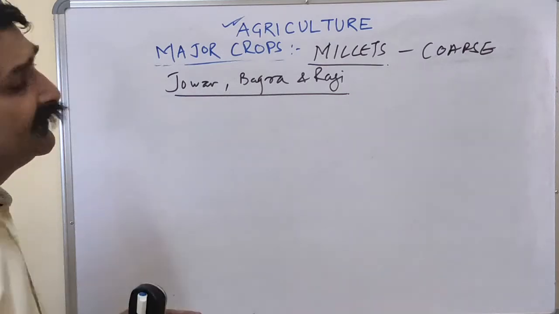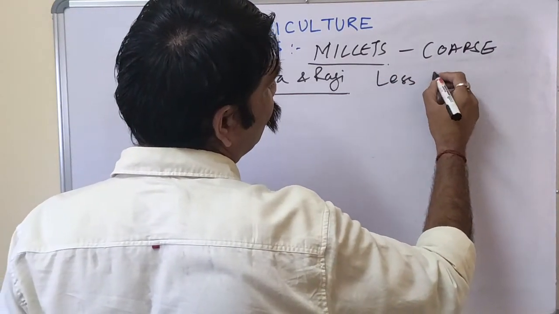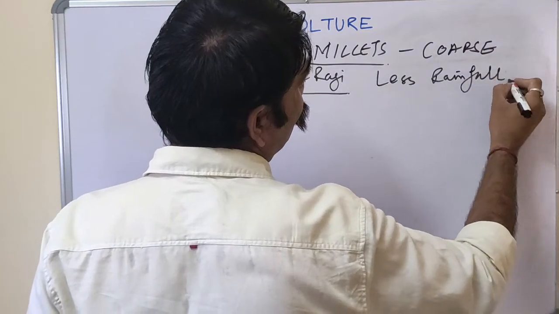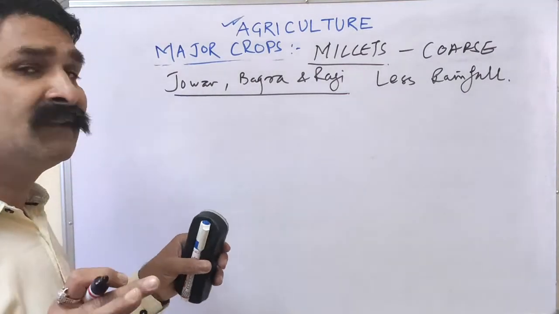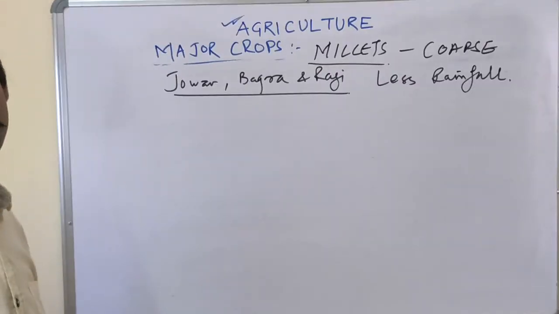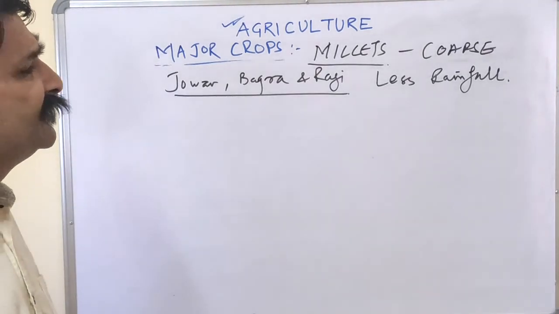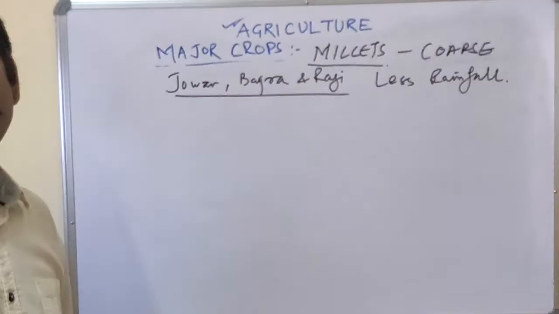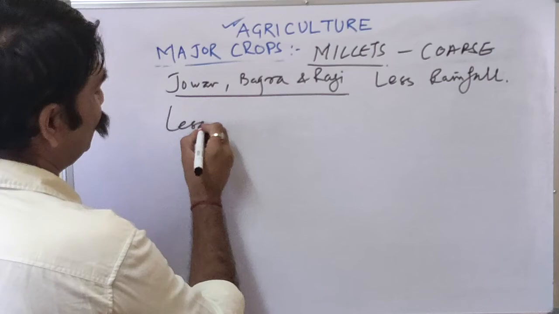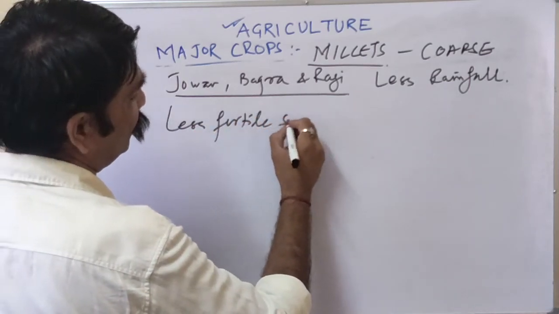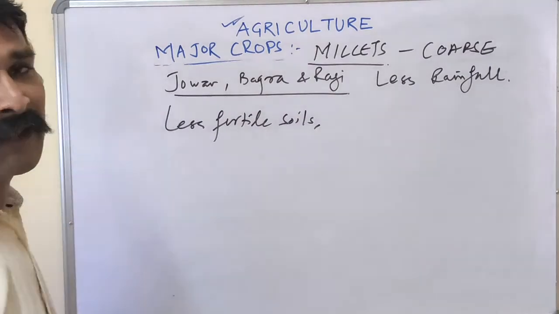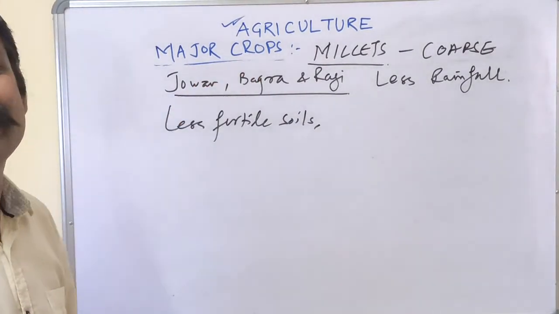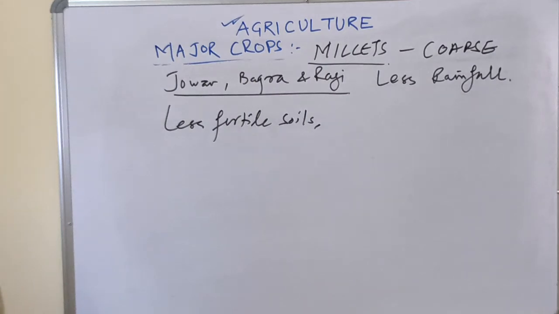The largest amount of water is required by rice, and the rice fields should be filled completely with water, whereas these crops require a very small amount of water. And they can grow in less fertile soil also. They are also called poor man's food. They are very hardy crops.